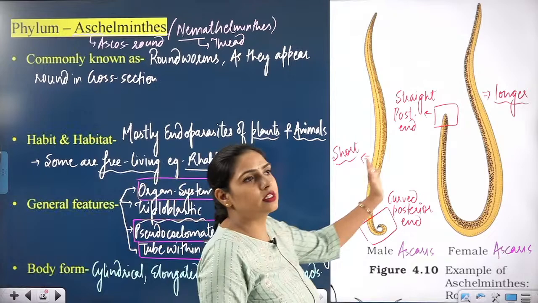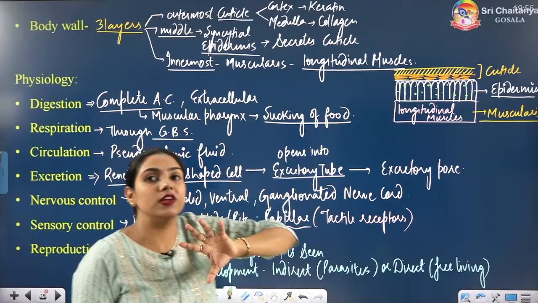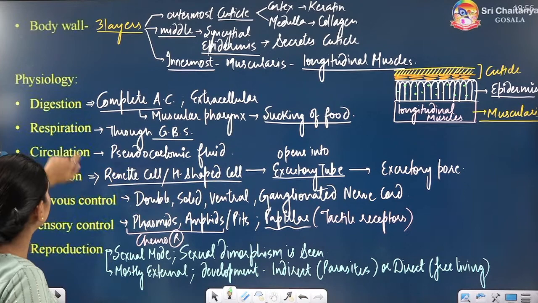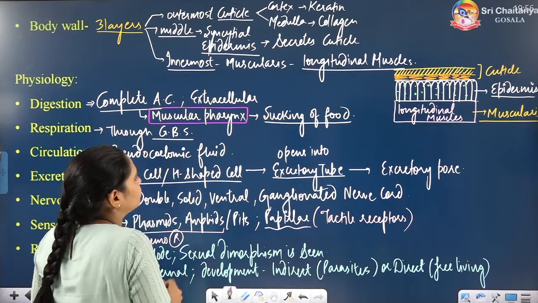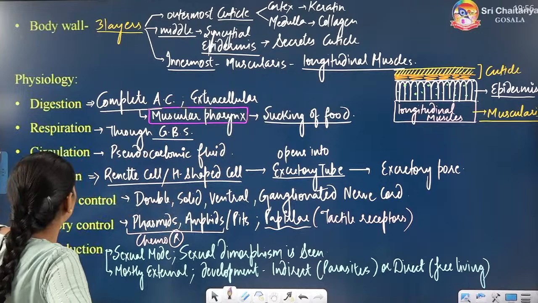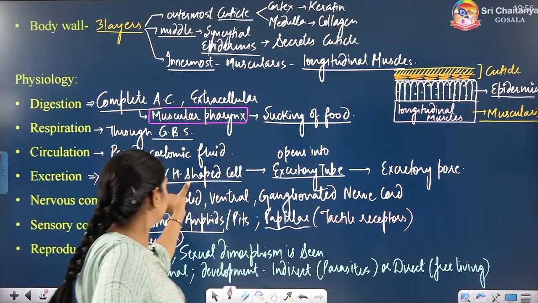Then the body wall has three layers. Here you can see the three layers: cuticle, epidermis and muscularis. That means we have seen muscles in them, right? Before this, we have not talked about muscles. In digestion, you have to remember that there is a muscular pharynx, because it is written in NCERT. The function of the muscular pharynx is sucking of food. Pseudocoelomic fluid helps in circulation. Excretion is done by renette cells or H-shaped cells. This name is not written, but excretory tube and excretory pore are written.